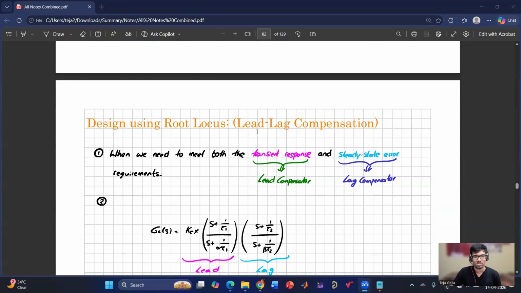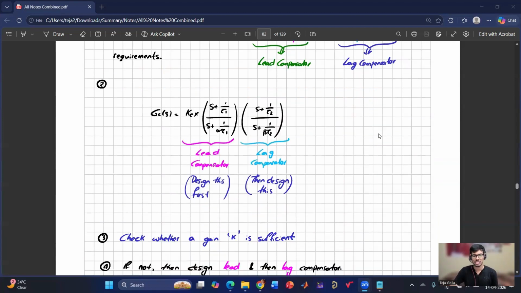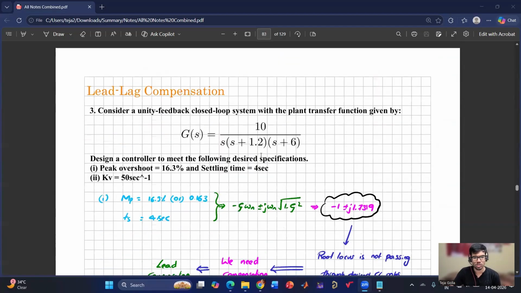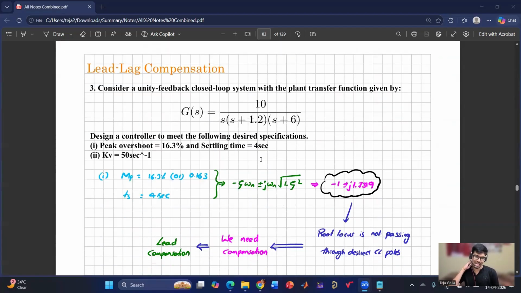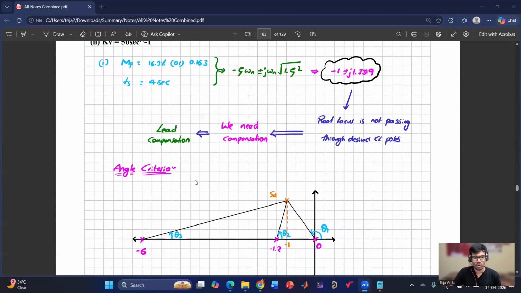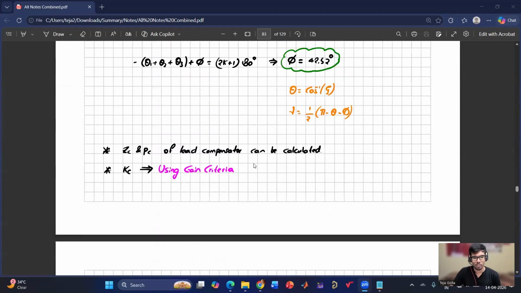And then we have discussed the lead-lag compensation, which consists of both, when we are trying to improve the transient response as well as the steady state error. So what are the step-by-step guidelines and how are we going to solve the problem? First you have to design the lead compensation. Always try to achieve the transient response first, then the steady state error. So first we design the lead compensation, and for that we have to get the closed loop poles and follow the angle criteria and all the formulas that we have seen to design the lead compensation.